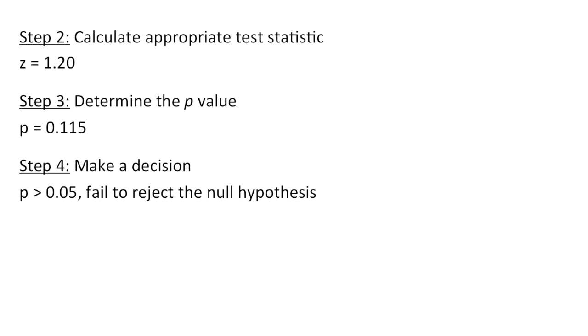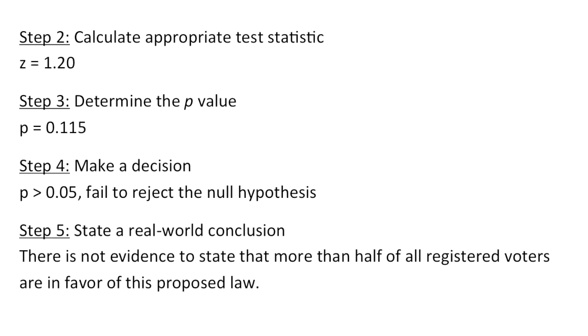And step 5, state a real-world conclusion. There is not evidence to state that more than half of all registered voters are in favor of this proposed law. Now let's move on to hypothesis testing for a mean.